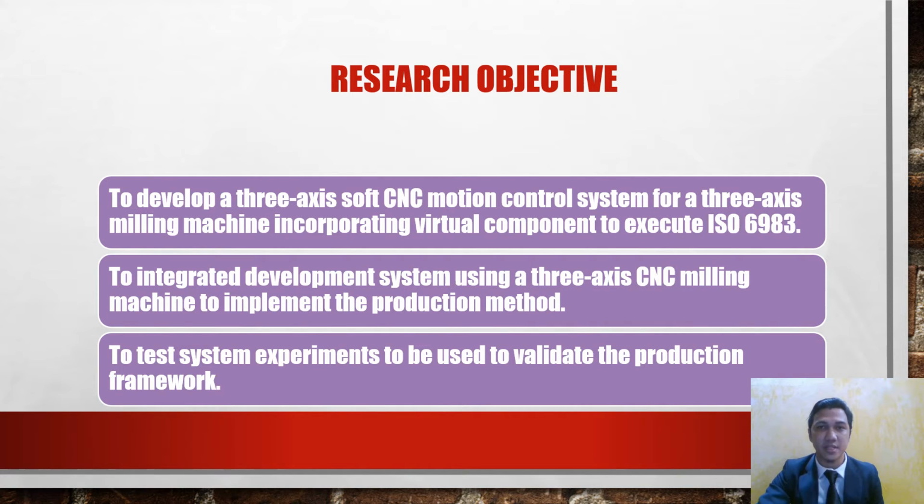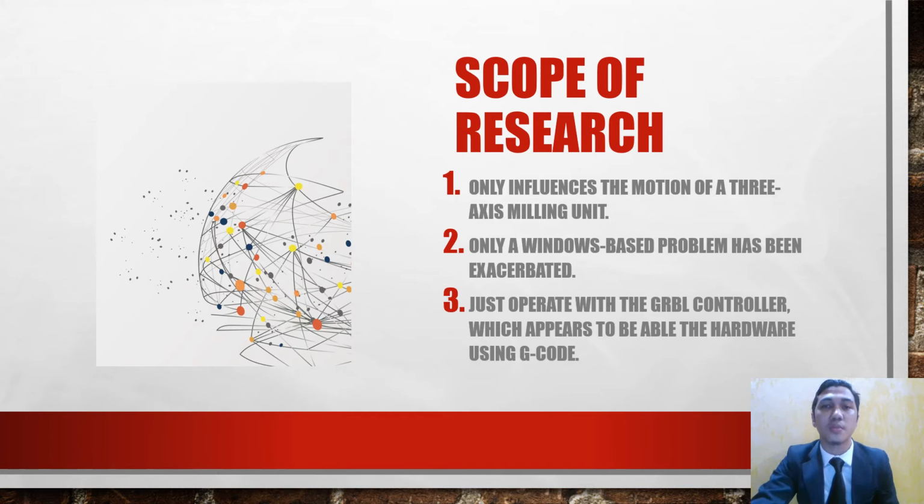Research objective of this project. First, to develop a 3-axis soft CNC motion control system for a 3-axis milling machine incorporating visual component to execute ISO 6983. Second, to integrate the development system using a 3-axis CNC milling machine to implement the production method. And the last one, to test system experiments to be used to validate the production framework. The scope of research only covers the motion of the 3-axis milling unit, and only a Windows-based program is addressed. And the last one, it only operates with the GRBL controller, which is able to drive the hardware using G-code.